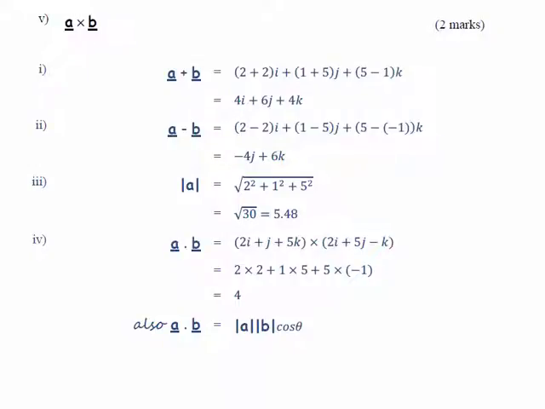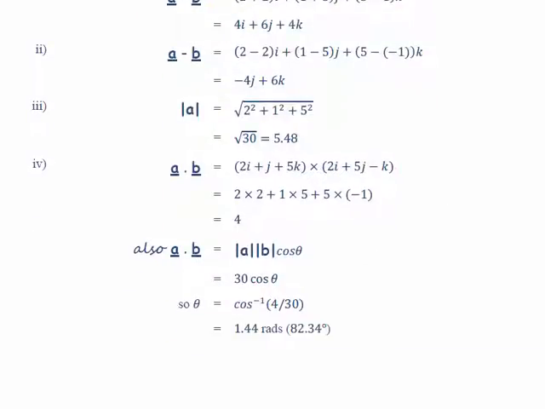So we can say A dot B is equal to 30 times cos theta, and that's also equal to 4, so theta is equal to the arc cosine of 4 over 30. Arc cosine of 4 over 30 is 1.4 radians, or 82 degrees.